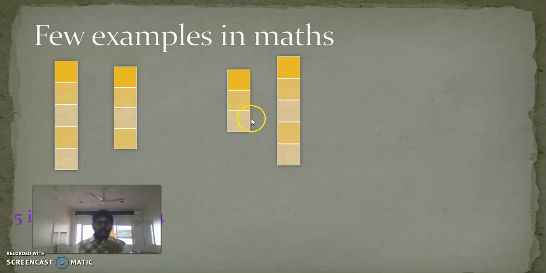Next, taking another group, count in the same manner: 1, 2, 3. And the other: 1, 2, 3, 4, 5. 5 boxes. Now, how to write this? 3 is less than 5, because there are 3 boxes here and in this other object 5 boxes. So 3 is less than 5.